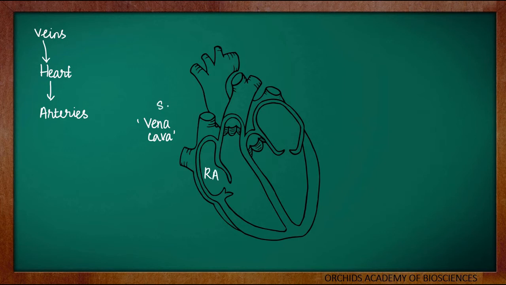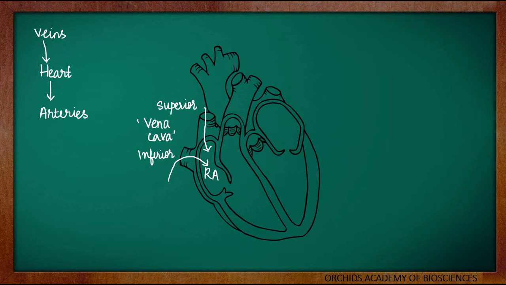The upper one is called the superior vena cava, which collects blood from the upper part of the body and brings it to the right atrium, whereas the lower one is called the inferior vena cava, which brings the deoxygenated blood from the lower part of the body to the right atrium. So the superior and inferior vena cava, from the upper and lower part of the body respectively, bring the deoxygenated blood and pour it into the right atrium.